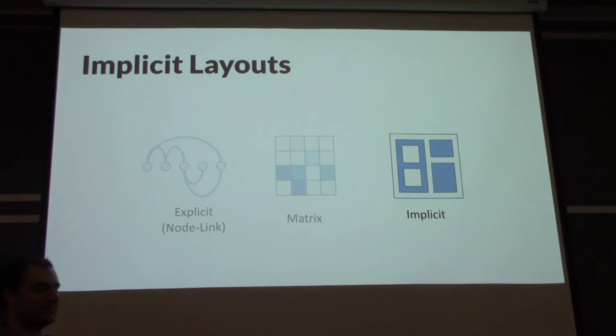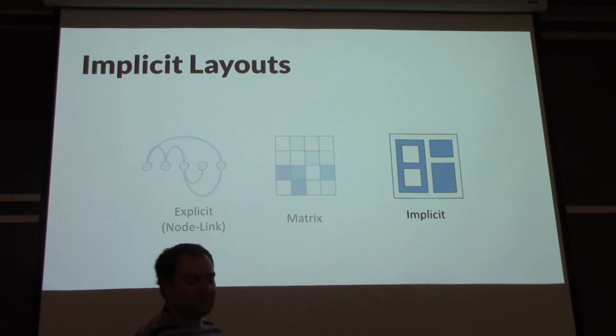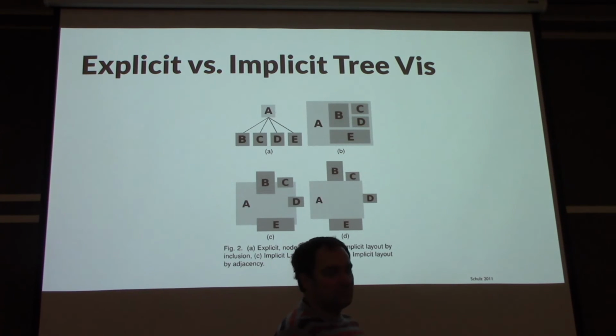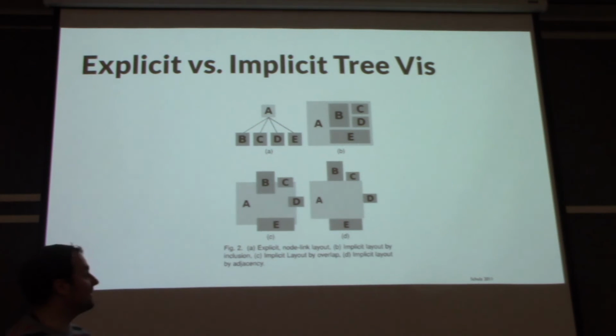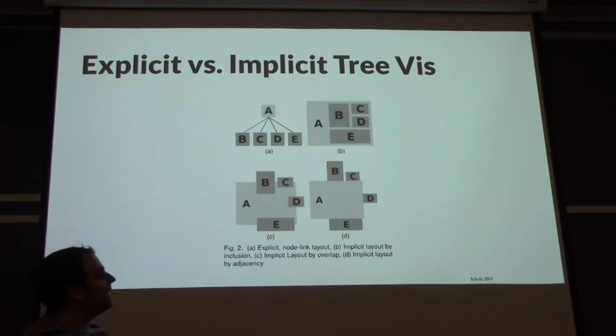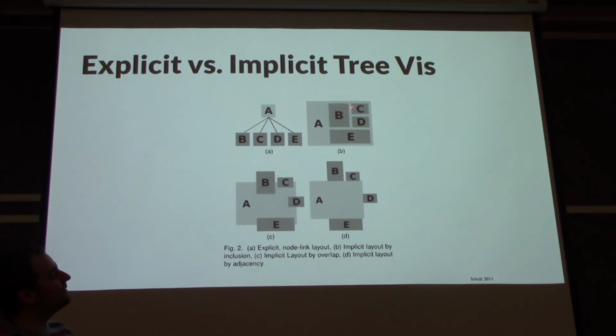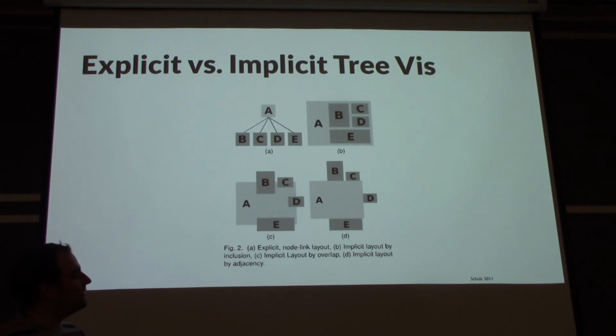Now let's talk a little bit about implicit layouts, and implicit layouts are really specific to trees. So here is an example of 3 different implicit layouts compared to 1 explicit layout. Here we have this tree from A to B, C, D, and E. And we can have this implicit layout by inclusion. So B, C, D, and E are children of A because they're included in the area of A.